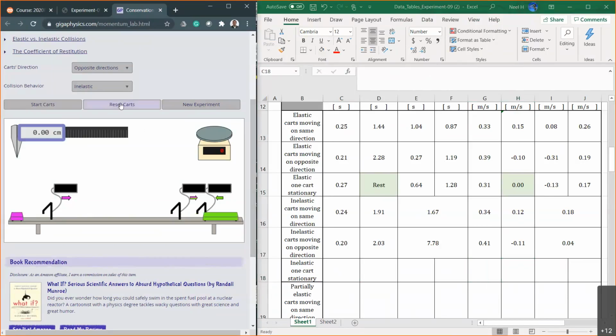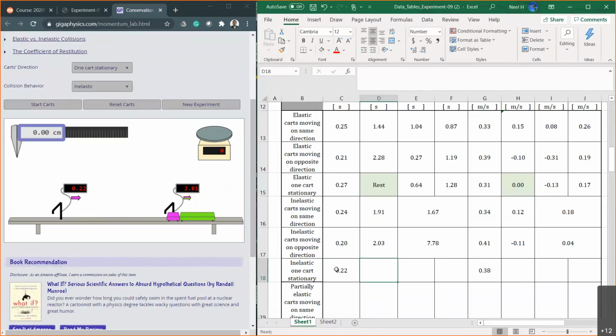Reset cards, keep the inelastic type, but change the cards into one, stay at rest in the middle. With that, then let's click the start cards again. You can see now card 2 was at rest, but after collision it becomes a single object and then moving together. That's all. Then the card number 1 before collision 0.22.